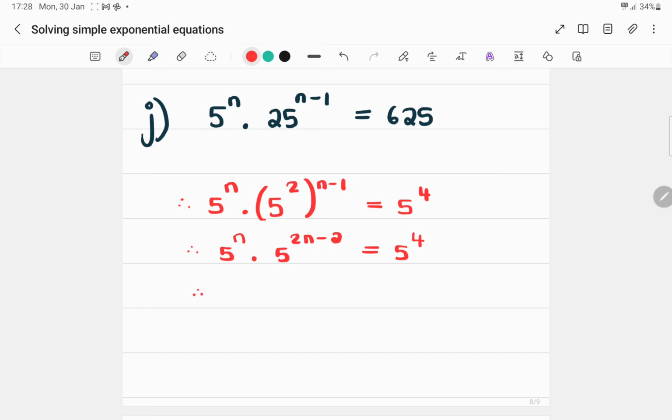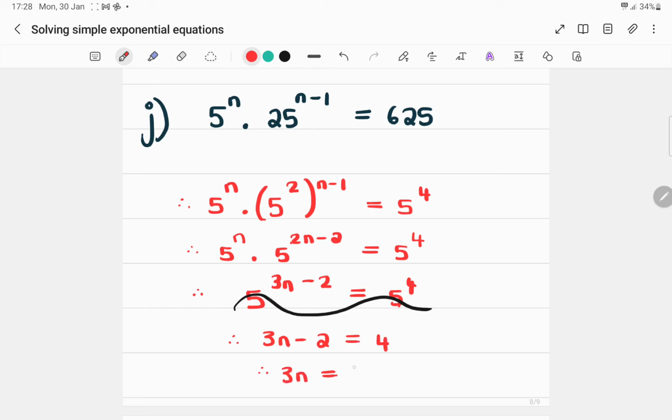Then you have to remember your exponent rules. If you've got the same base, you can keep your same base and you add the exponent. So what is n plus 2n? That will become 3n, and nothing else but the minus 2 is equal to 5 to the power of 4. So now we've got one base. I can drop it like it's hot. Thus, 3n minus 2 is equal to 4. Thus, 3n is equal to 6.